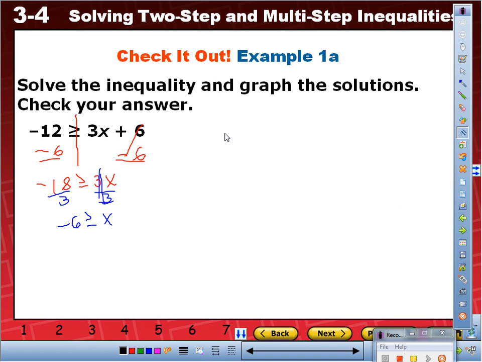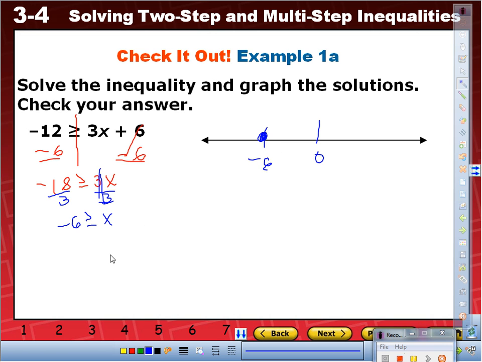So, let's graph this. We got 0, negative 6. Does it include the point? Yes. Solid point. What numbers can I substitute in here that would make this true? Let's see. Negative 6 is greater than that number. Anything to the left. Think about it. What number could this be that negative 6 is greater than that number? Negative 7, negative anything this way. Okay?